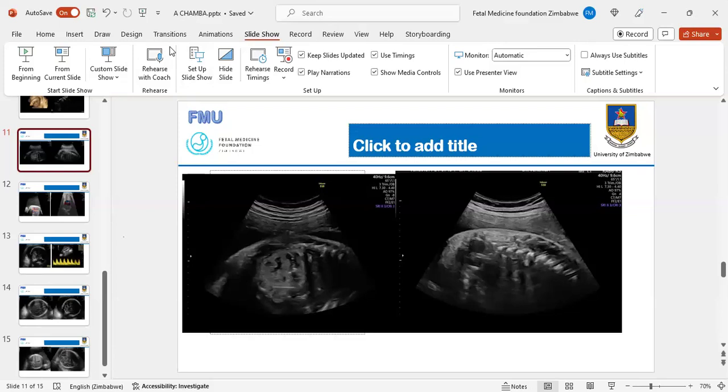Let's get the comments. The comments are coming. Okay, so will the FGR due to chromosome abnormality be asymmetric or symmetrical?